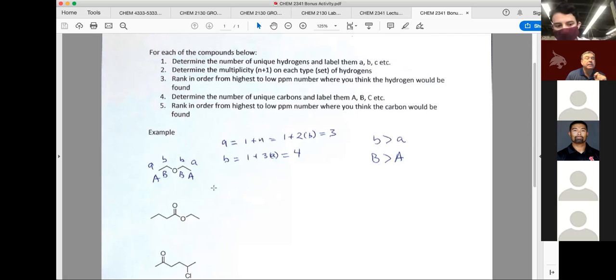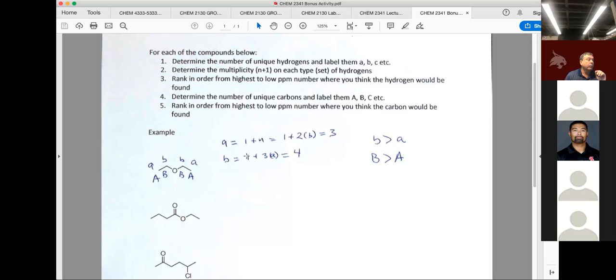But then the n is the number of hydrogens within 3 bonds. And so if we go there, we only have 2 hydrogens on the B hydrogens. So that's where the 2 comes from. And I'm identifying it with a B to show those hydrogens come from the B hydrogens. And so that equals a total of 3 peaks. So that means our multiplicity is 3, or gives us a triplet, okay? So that's what I'm looking for in an answer.